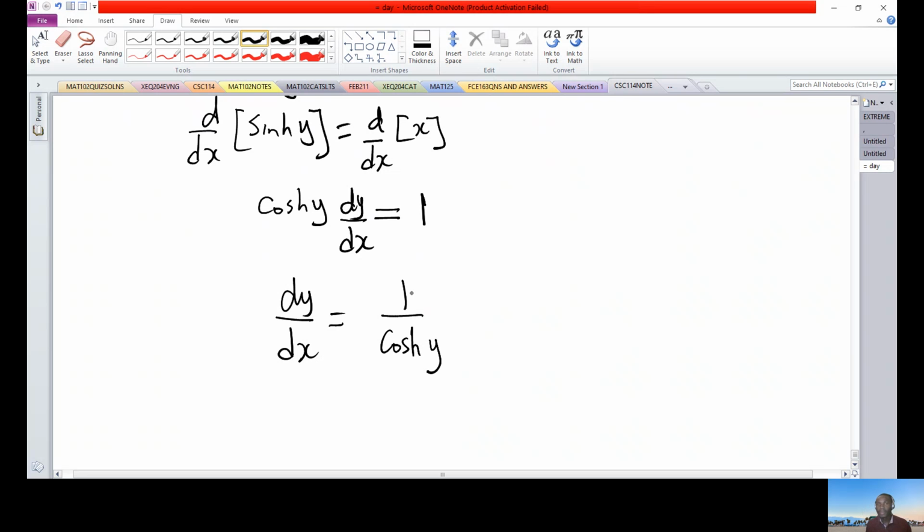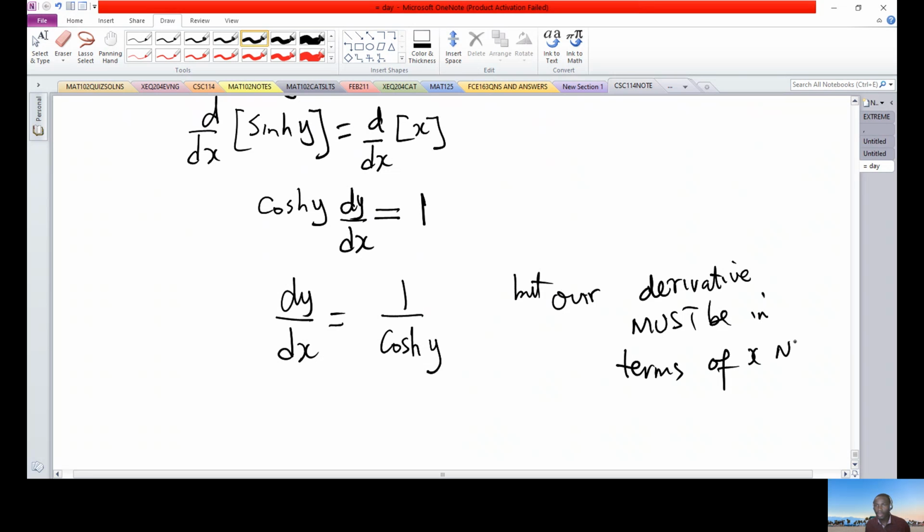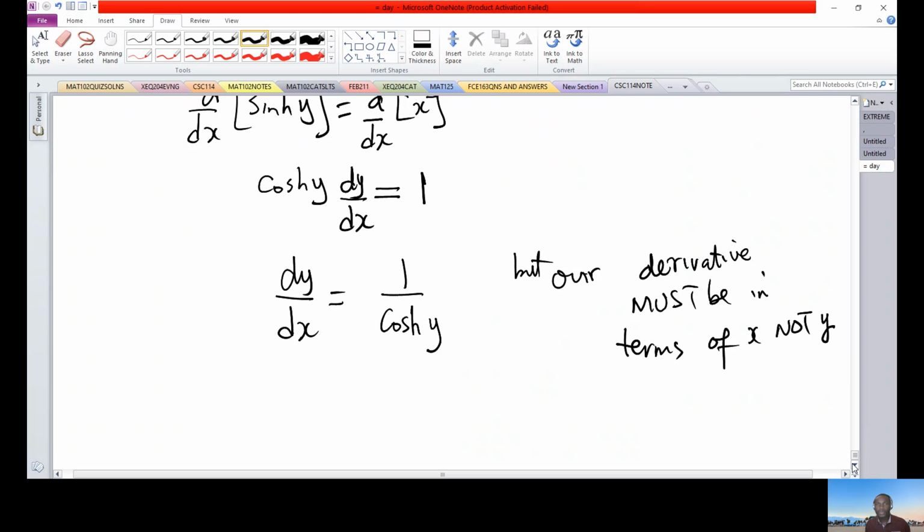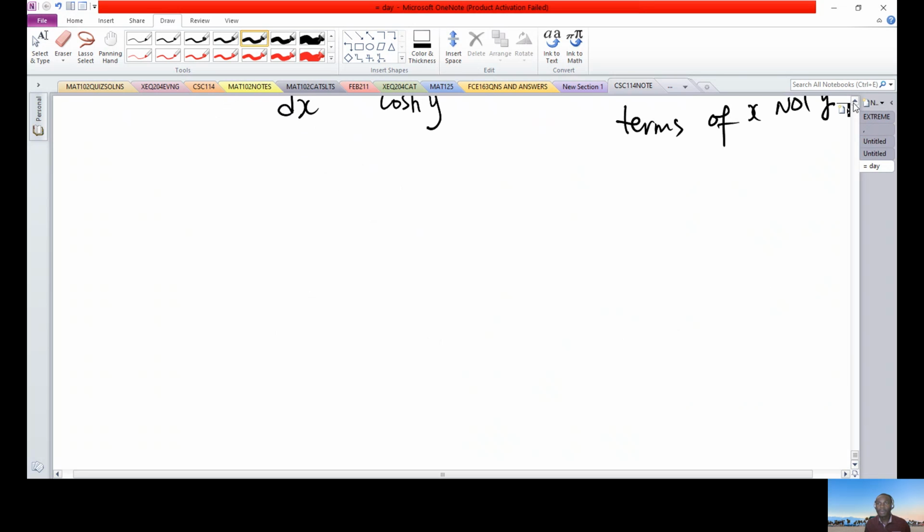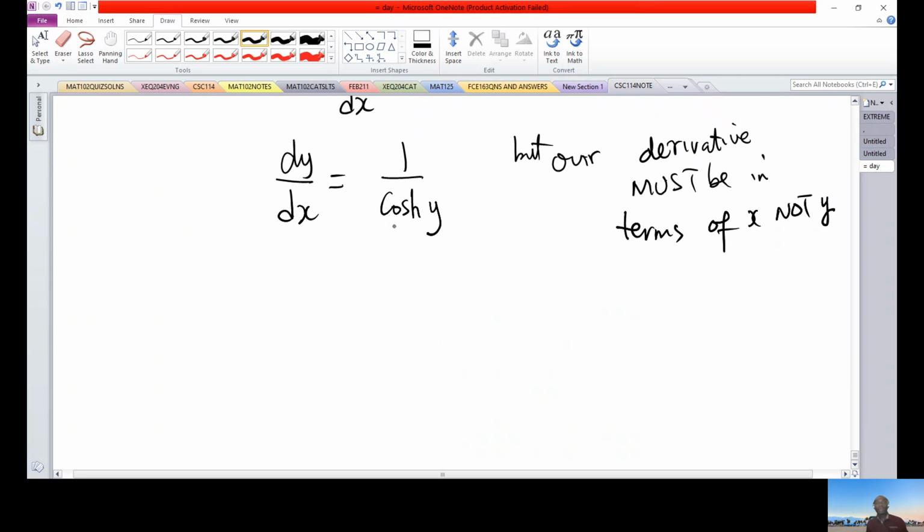But you don't stop here. Remember, our derivative must be in terms of x and not y. So now we need to look for a way of re-expressing the hyperbolic cosine of y in terms of x. We achieve this by remembering this identity: hyperbolic cosine squared of y minus hyperbolic sine squared of y gives us 1.